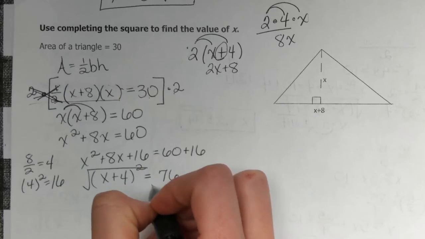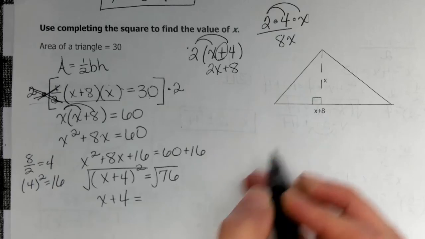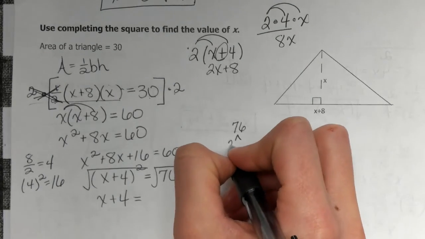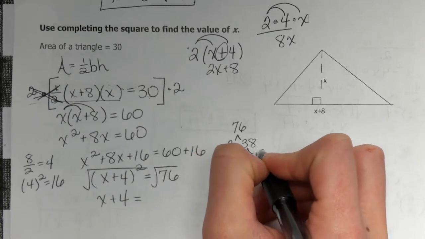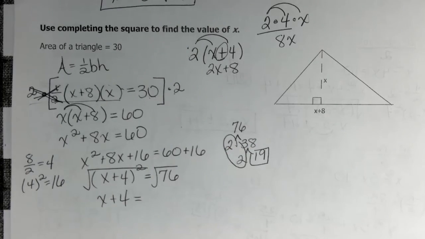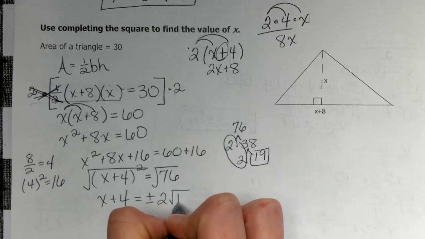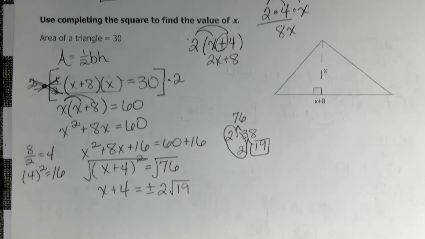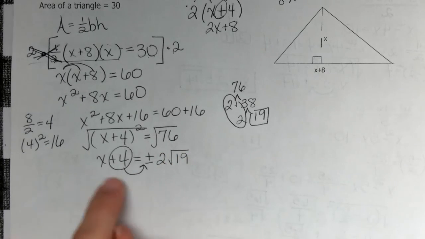Take the square root. X plus 4. Now 76 I can break. I can split that into 2 and 38. 38 will split into 2 and 19. So I have a pair of 2's with a 19 left over. So plus or minus 2 square root of 19. X would equal 4 plus or minus 2 square root of 19.